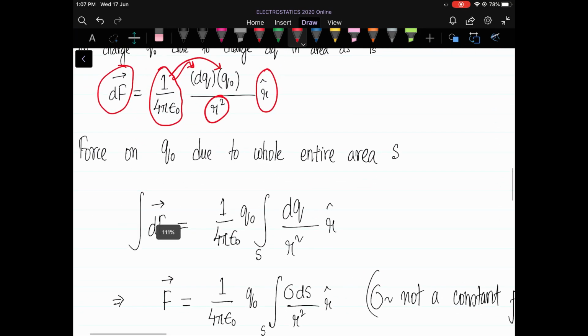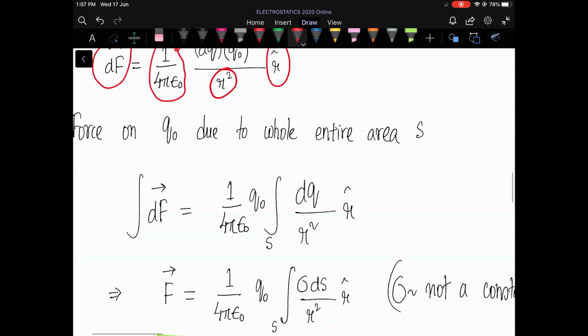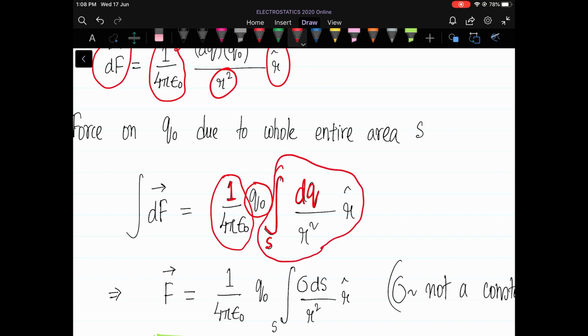When I integrate, now I am going to get 1 by 4 pi epsilon naught, which is a constant, q naught, constant again, integrate such that I am taking the charges present in the whole area, in the whole surface S. So this part here represents taking the charges present in the whole area. So you can see I have integrated over dq.